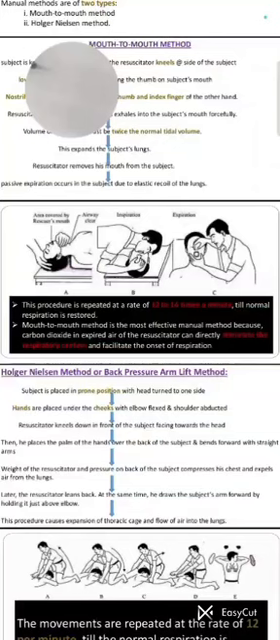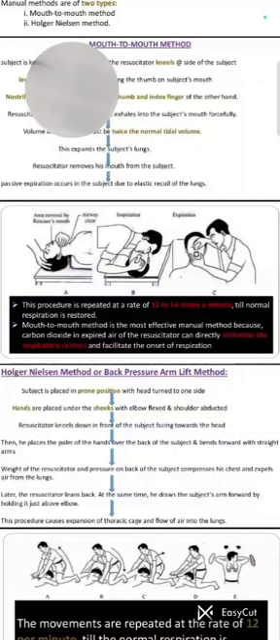So let us see about the procedure. First, the subject is kept in prone position with head turned to one side. Now the hands are placed under the cheeks with elbow flexed as well as shoulder in abducted position. The resuscitator kneels down in front of the subject, facing towards the head. Then he places the palm of the hands over the back of the subject and bends forward with straight arm.